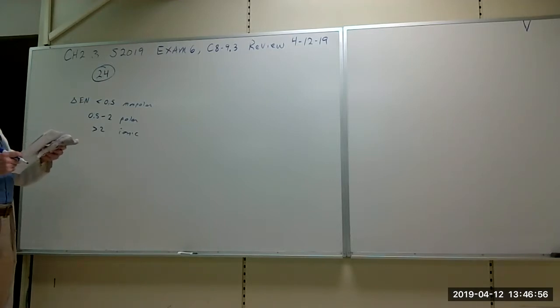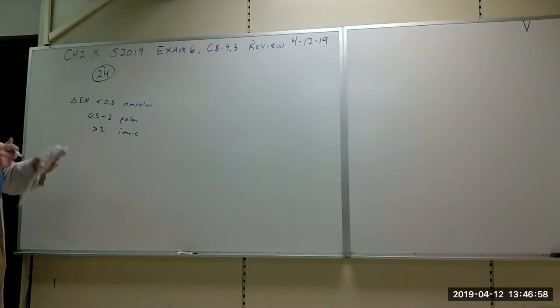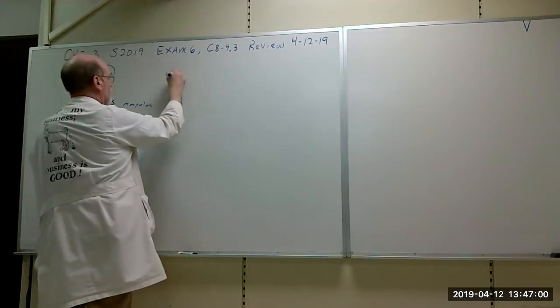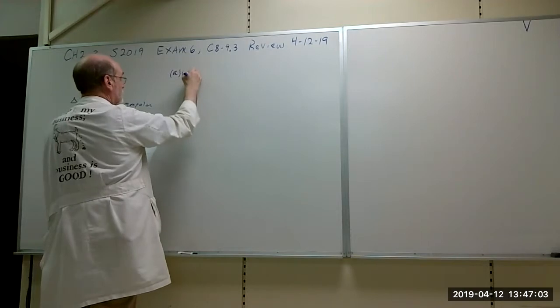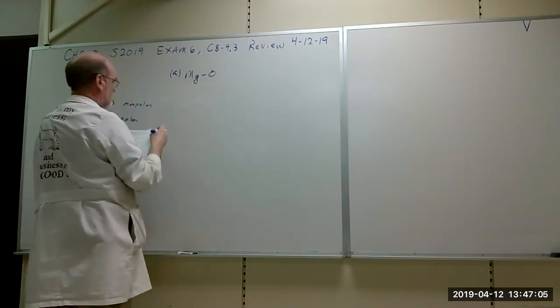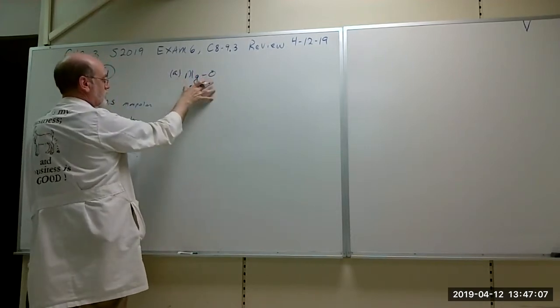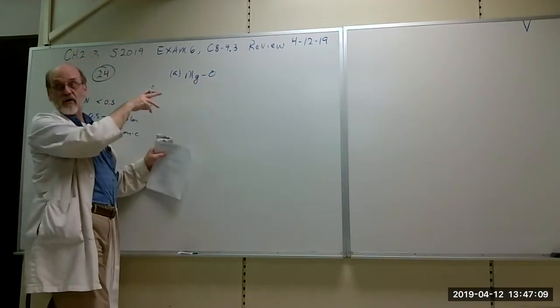Which of the following bonds would be most polar without being considered ionic? Right, so here are our choices. And these are just bonds. These are not the molecules, right? So we're not trying to balance charges.